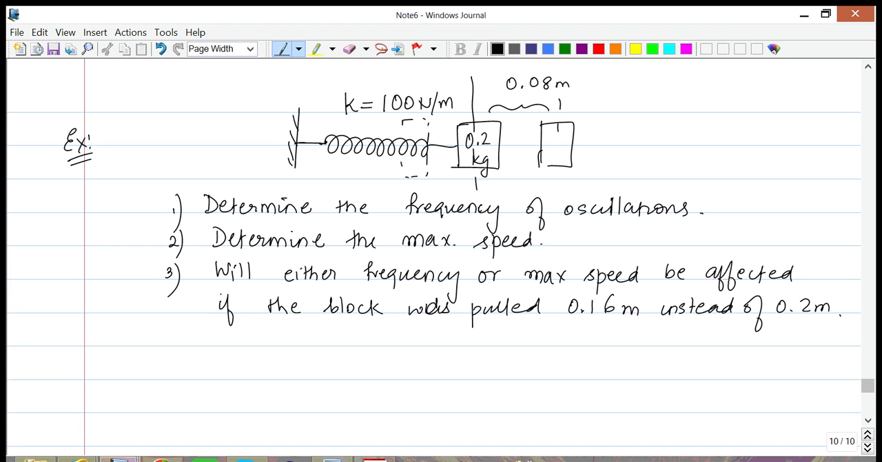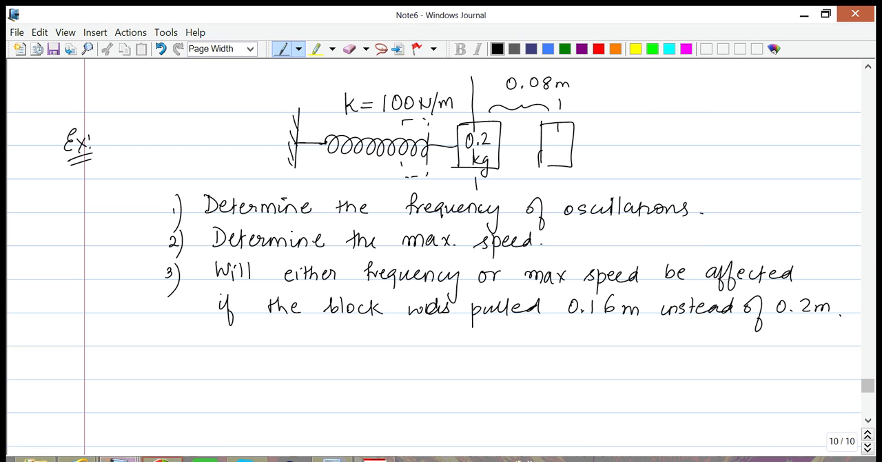Okay, so let us apply some of the stuff that we've learned to this problem. You have a 0.2 kg block and you pull it by 0.08 meters and release it. Its ensuing motion is going to be simple harmonic motion, so we understand that. First question is determine the frequency of oscillations.